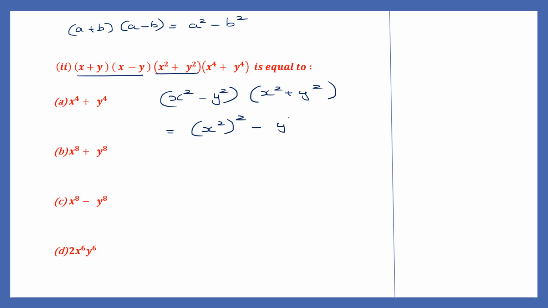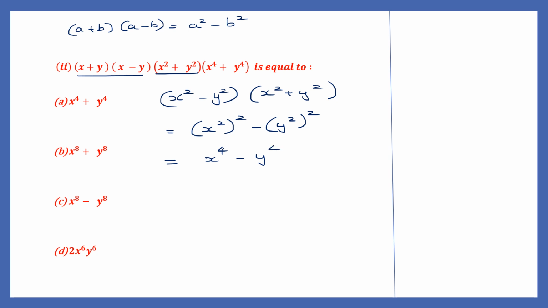minus b square. So here we know we can apply the law of product where we can add up the powers. Here, when one power is raised to another power, we multiply the powers. So here 2 into 2. So this becomes x to the power of 4 minus, here also you can multiply the powers.